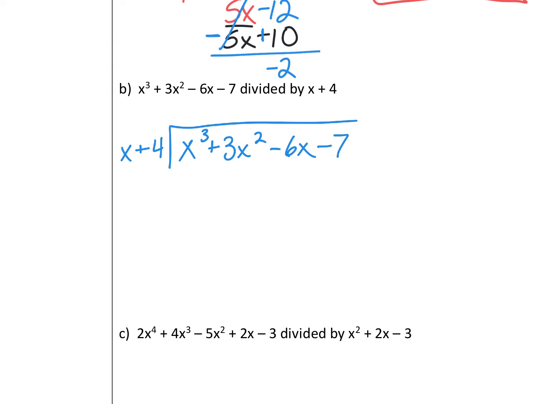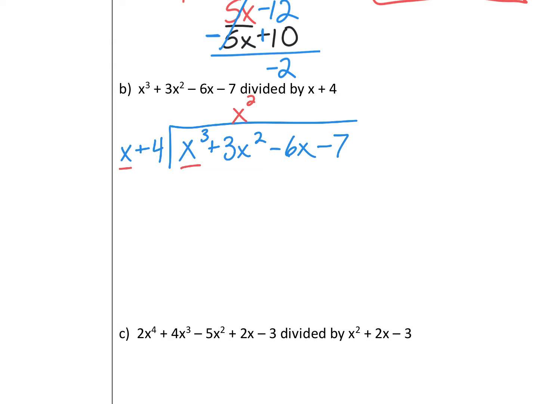Now we go to the first step, which is what? First term divided by first term. What am I dividing here? X cubed, divided by x, which is x squared. And where am I going to place that? Over the 3x squared. You got it.